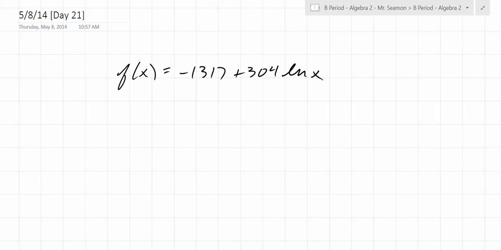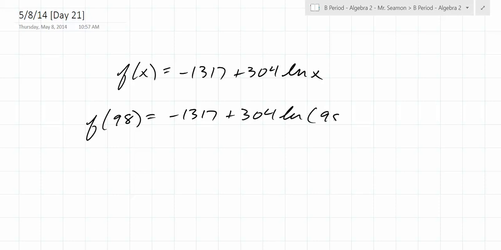You plug in 98. So f of 98. Why 98, Jacob? Because it's 98 years after 1900. Correct. So what's the most common thing people did on A to do it wrong? They plugged in what instead? They plugged in 1998. Because they're like, oh, x is the time. But x is the years since 1900.